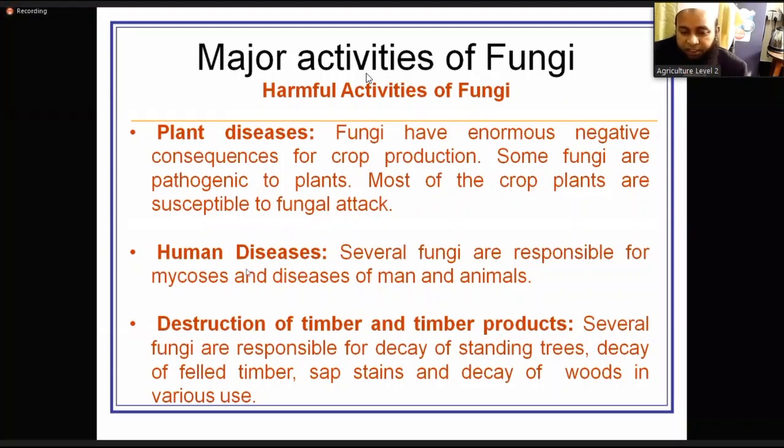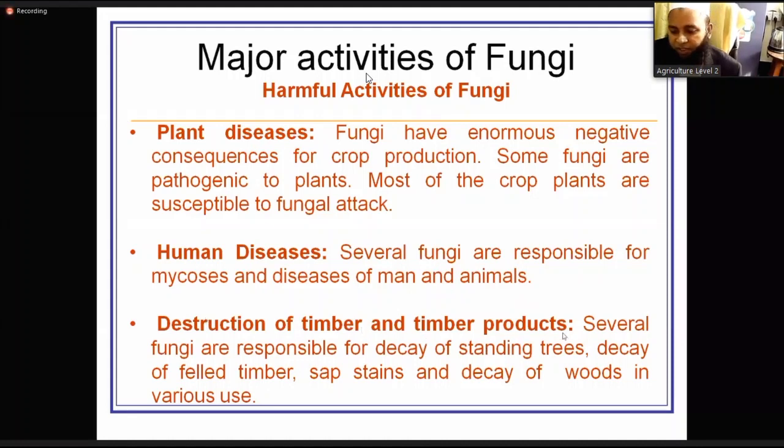Second one is human diseases. Several fungi are responsible for mycosis. Mycosis means disease caused by fungus in man and animal. So they also cause human disease and animal disease. Not only plant disease, they also cause human disease and animal disease.